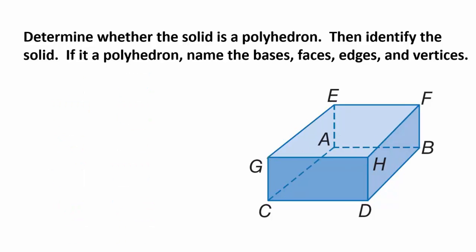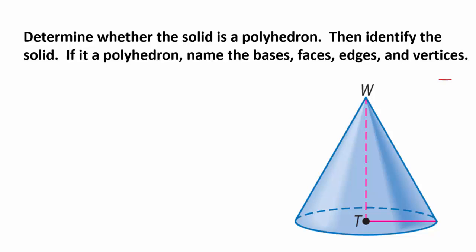Lastly, we have our vertices, and those are just going to be the points on this rectangular prism. So I could just name those A, B, C, D, E, F, G, and H. We've got 8 points, 8 vertices for this rectangular prism.